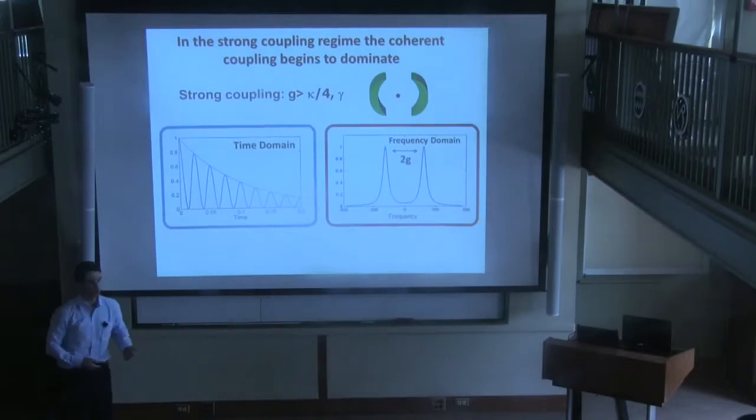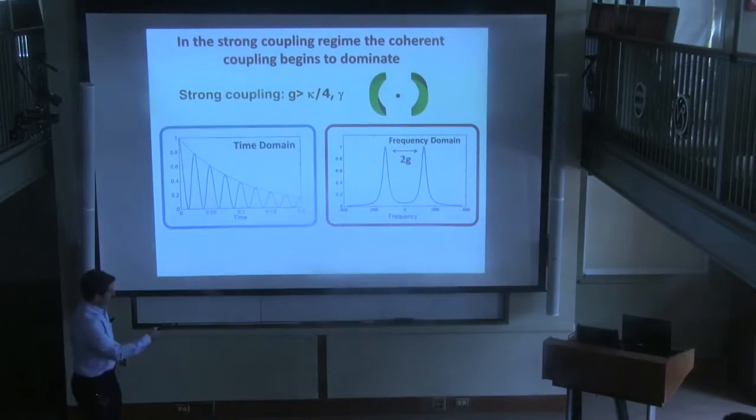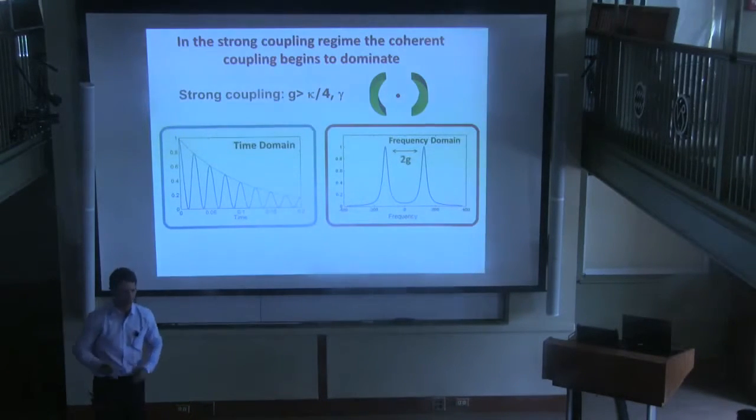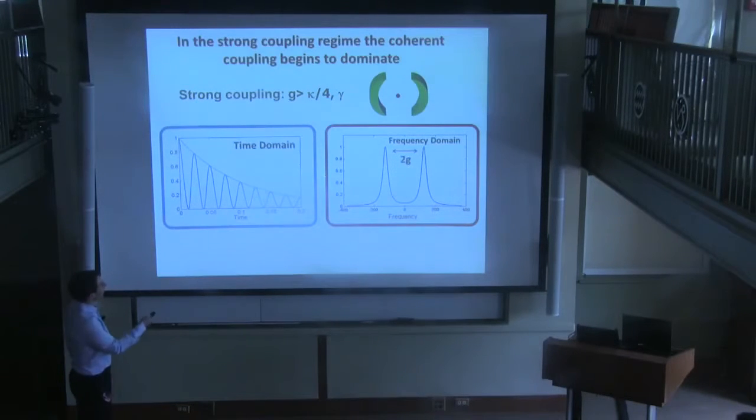There's also a frequency domain picture, which is that of vacuum-Rabi splitting, where the atom and the cavity will split into two new resonances called polaritons. This is very similar to the bonding and anti-bonding states in chemistry. And so these are two equivalent pictures, and in this talk I'll exploit both of these pictures.